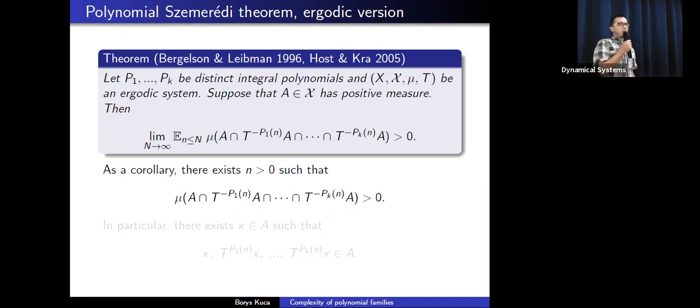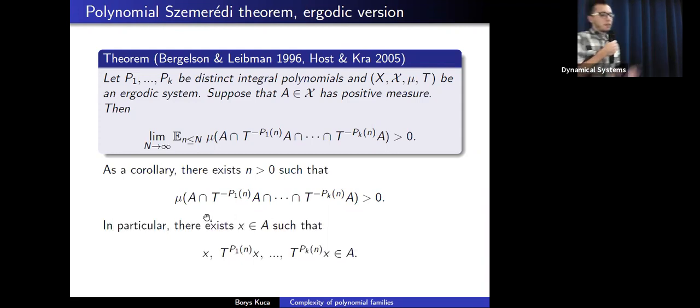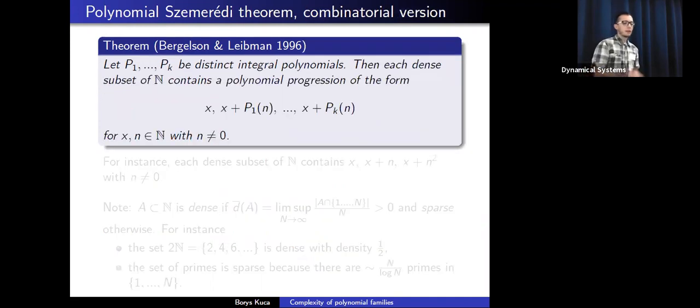And as a corollary of this result, it follows that there exists some positive n for which the following intersection has positive measure. And in particular, it must be the case that there exists some element x for which all these points are contained in the set A. So this was the ergodic version. Let me now do the combinatorial version.